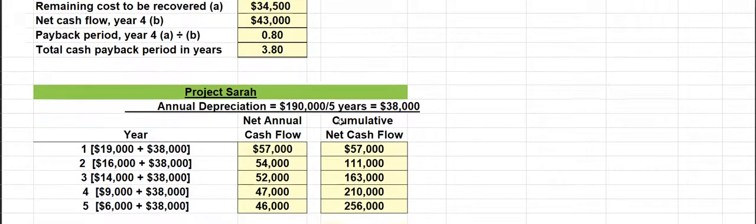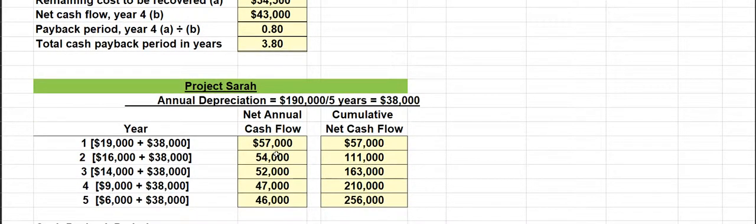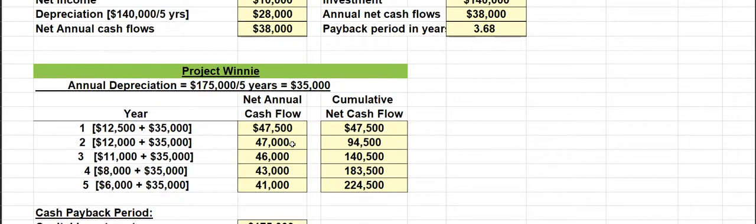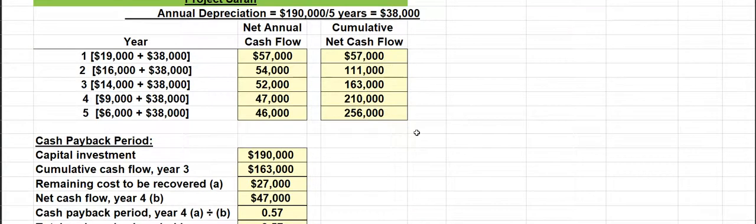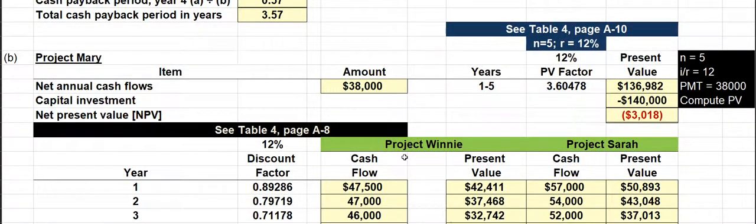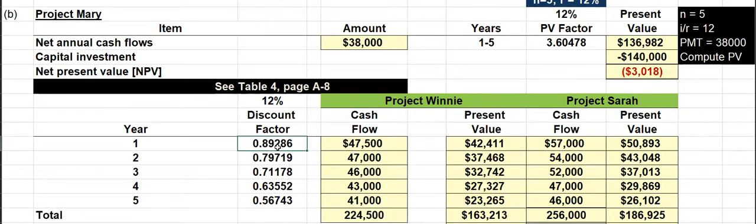Recall from our previous work that that is the case. And so we would take the amount for that particular project, which is $47,500, and we multiply by the factor. So 47.5 times the PV factor, we get the present value of $42,411. We do the same thing for the second year. 47,000 is the cash flow multiplied by the present value interest factor. We get our present value.